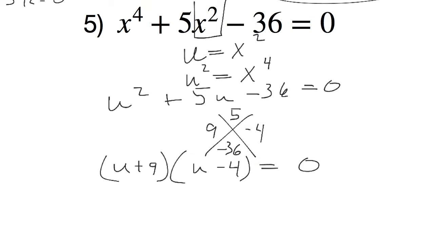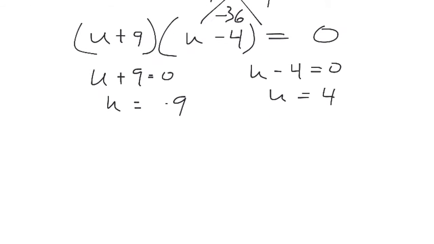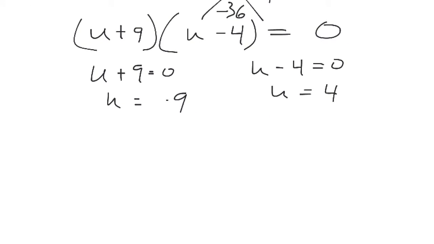Splitting it up, we get u plus 9 is equal to 0, or u minus 4 is equal to 0. Solving for u, we get u could equal negative 9, or u could equal positive 4. Now what did u equal in the first place? u was equal to x squared. So therefore x squared could equal negative 9, or x squared could equal positive 4.